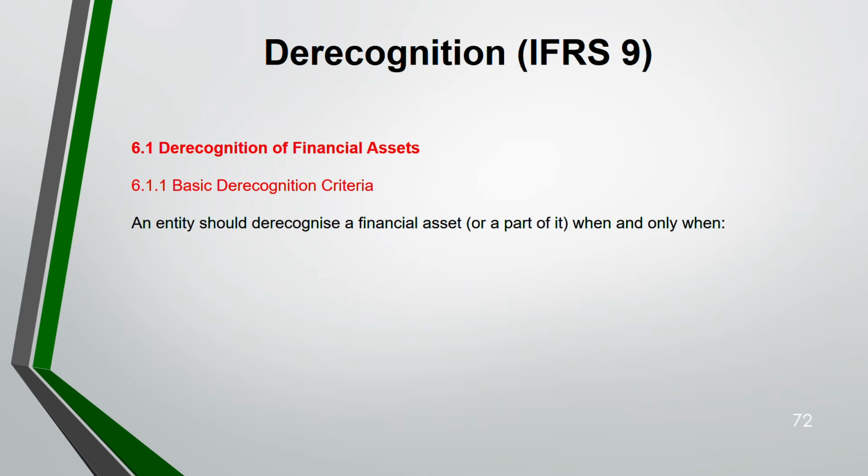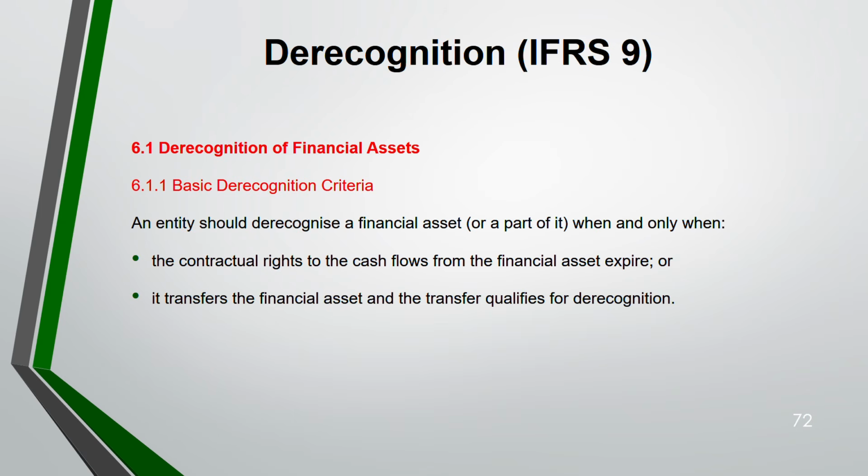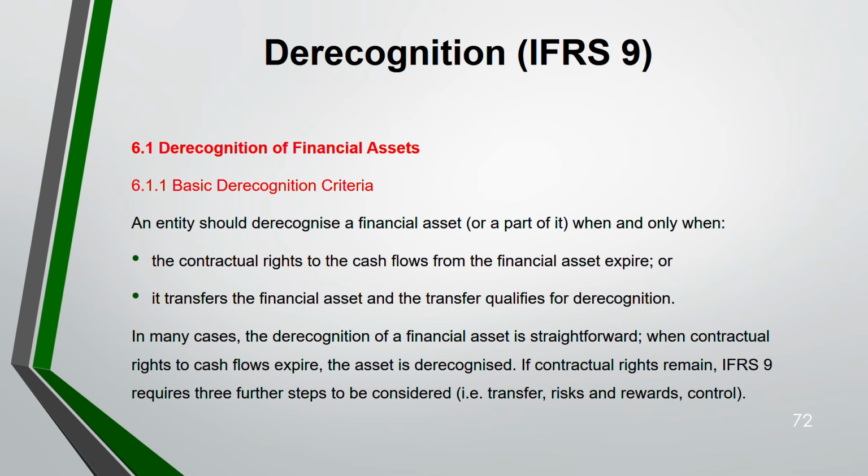So it's very easy. When your contractual right to receive the cash flow expires or you are transferring the financial asset to someone, this is very easy. But if your contractual right remains, then you have to do 3 further steps. You have to see how your transfer is done. You have to see who is having the risks and rewards, and who is having the control of that asset.